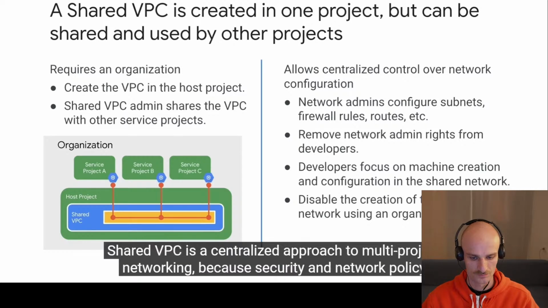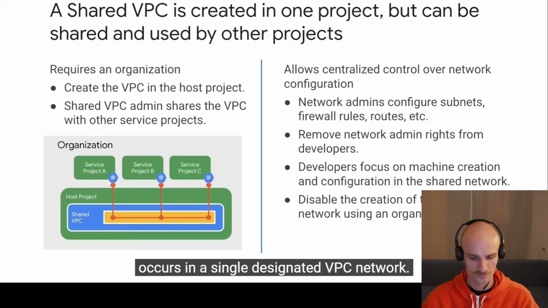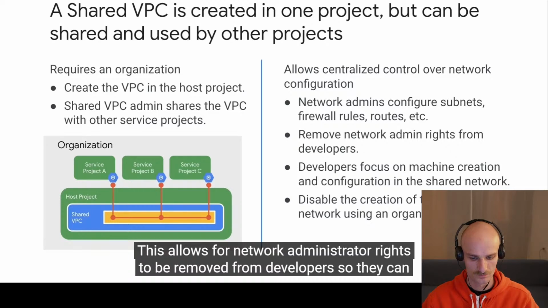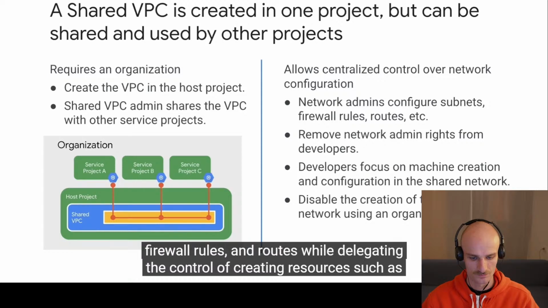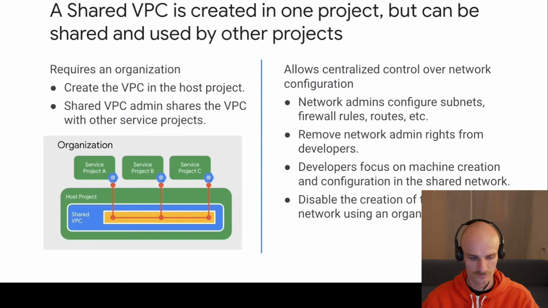Shared VPC is a centralized approach to multi-project networking because security and network policy occurs in a single designated VPC network. This allows for network administrators' rights to be removed from developers so that they can focus on what they do best. Meanwhile, organization network administrators maintain control of resources such as subnets, firewall rules, and routes, while delegating the control of creating resources such as instances to service project administrators or developers.